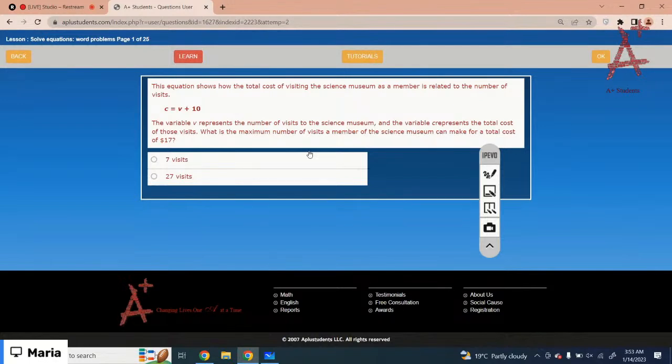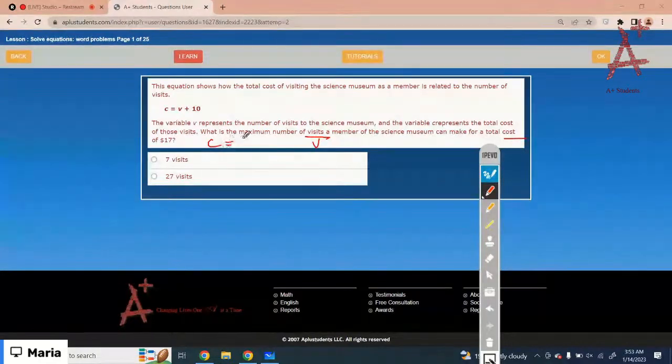The variable V represents the number of visits to the science museum and the variable C represents the total cost of the visits. What's the maximum number of visits a member of the science museum can make for a total cost of 17? So you have to find the maximum number of visits. You have to find the value of V. Got it? You are given the cost, that is C equals 17. So just replace the value of C in the equation. That would be 17 equals V plus 10. Got it? So just solve the equation for V.